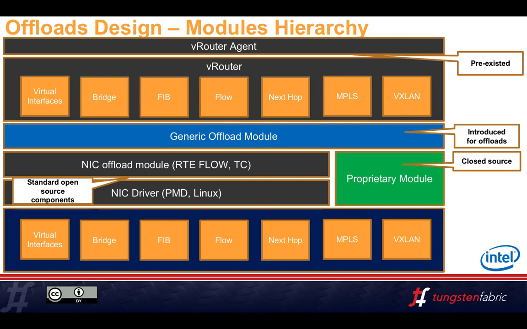Towards the end of the design discussions, however, we had a proposal that came from Netronome. We decided to have one more interface, that green interface, in the generic offload module, where a NIC vendor can now introduce a proprietary module, if they wish so, and drive their network card through that interface and completely bypass the open source components, which is the RT flow from the PDK and TC from the Linux kernel.